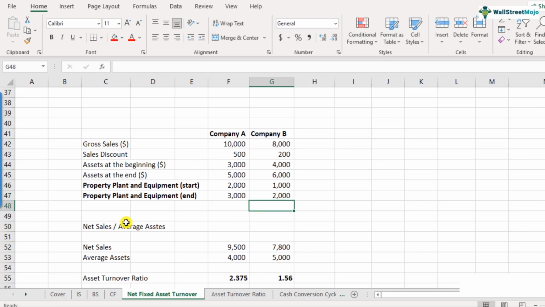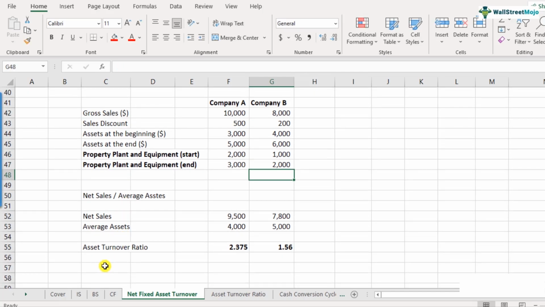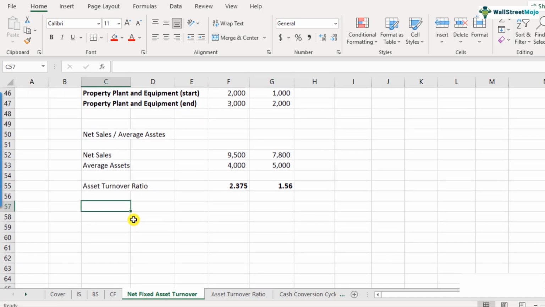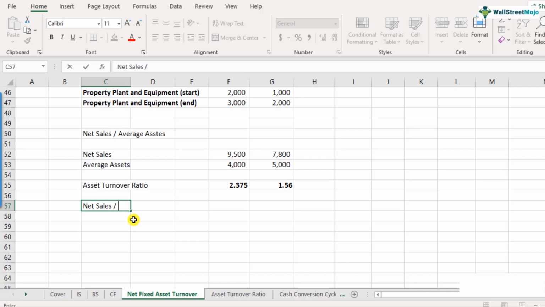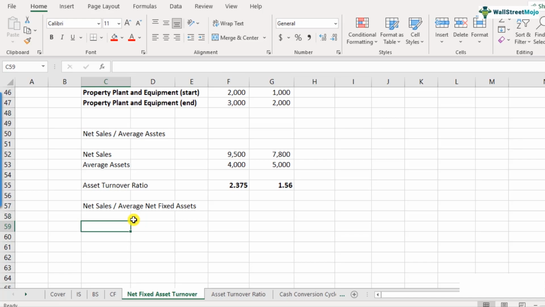Okay, so let's calculate the net fixed asset turnover ratio. For doing that, the formula is net sales divided by average net fixed assets, right? So how much is the average net fixed assets?